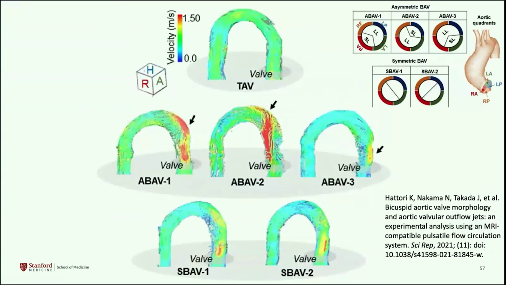This is very nice data out of Tokyo that was modeling from bovine valves that looked at a trileaflet aortic valve, which has this very nice laminar flow, whereas bicuspid valves that are asymmetric in this middle row compared to symmetric have really eccentrically directed jets and swirling in the ascending aorta, as you can see in these three images here.